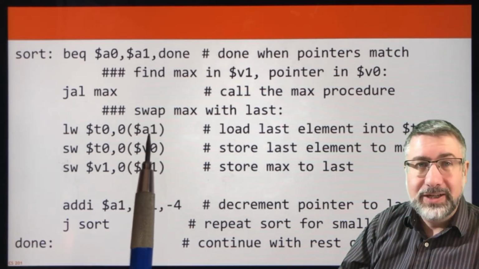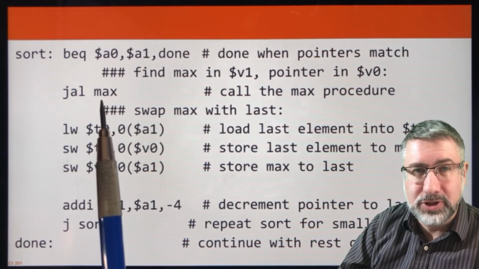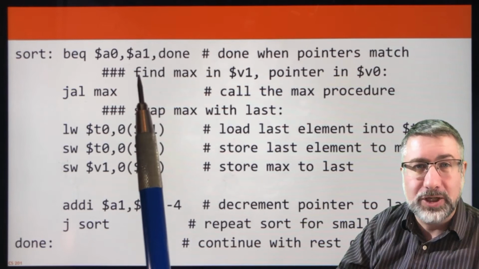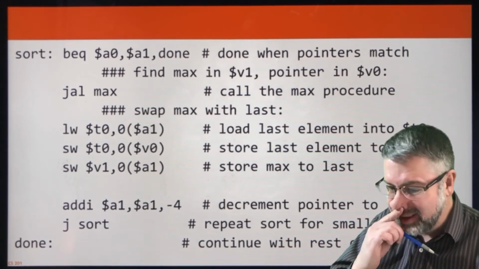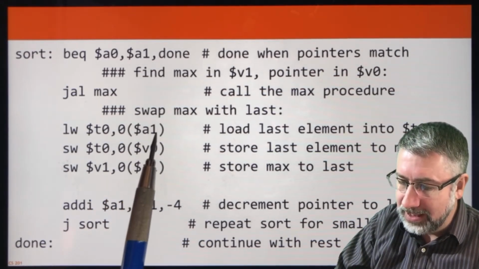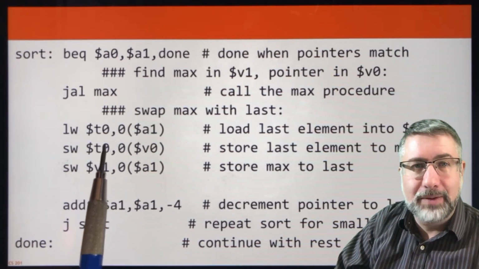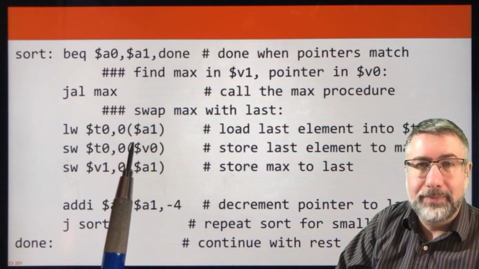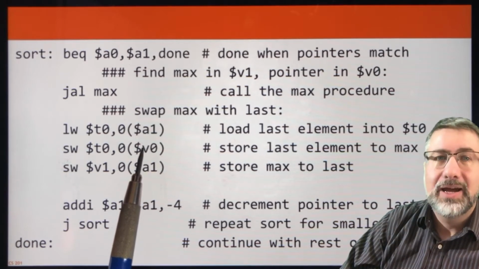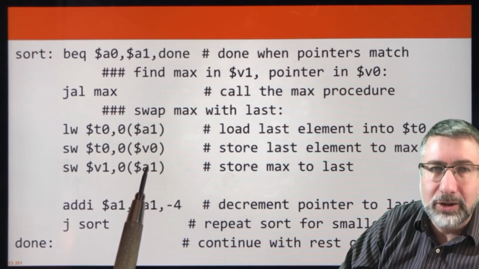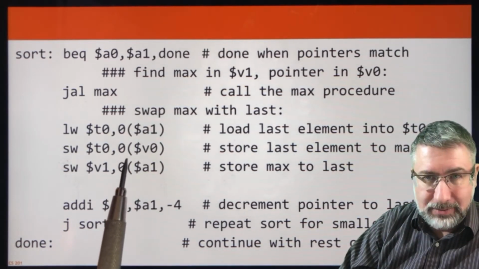So what I'm going to do now is swap the max element that was found using this procedure with the last element, which I know A1 is pointing to, right? A1 is pointing to the last element. So I'm going to swap the last element. The element that's in A1 gets into T0. That's my temporary value. And then I'm going to store that value to the location that the maximum value was at, and I'm going to store the maximum value to the location that the last element is at. So I'm moving them around. I'm swapping the maximal element for the last element.